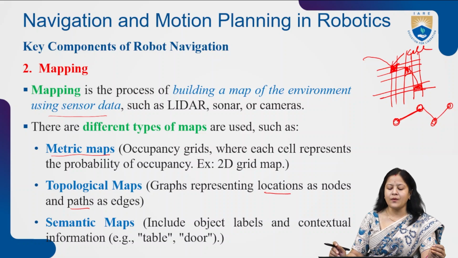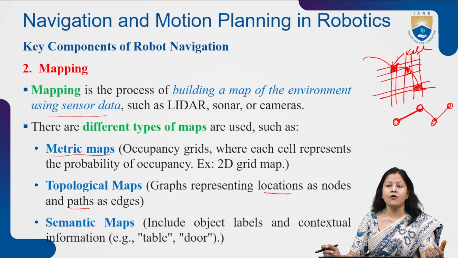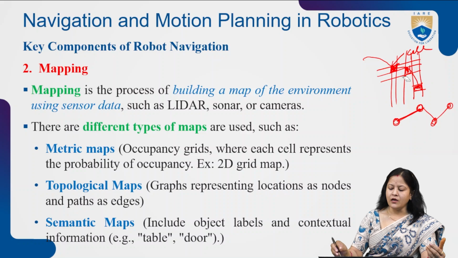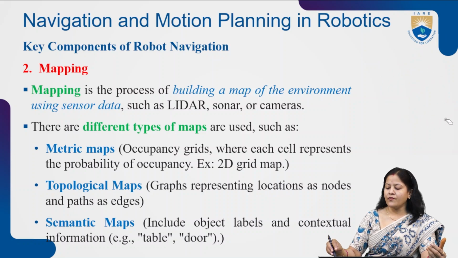And the third one is the semantic map. A semantic map is a map which is meaningful, which gives some information to the user with the help of words. That is why it is called a semantic map, which includes object-level and conceptual information like a table or a door. Whatever nodes and edges there are should be named or labeled, so that the user or the robot sensor can understand. These are the different types of maps used for mapping the real space to the configuration space.